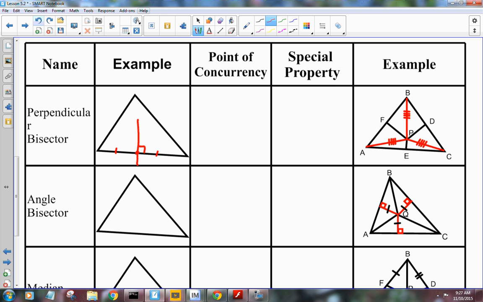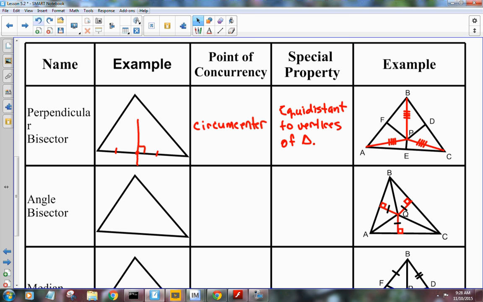If I drew all 3 of them, like I did over here, these three black lines here, FP, DP, and EP, what's their point of concurrency? Circumcenter. Okay, and what special property does that circumcenter have with the triangle? It's equidistant to the vertices. Good. Equidistant to the vertices of the triangle.